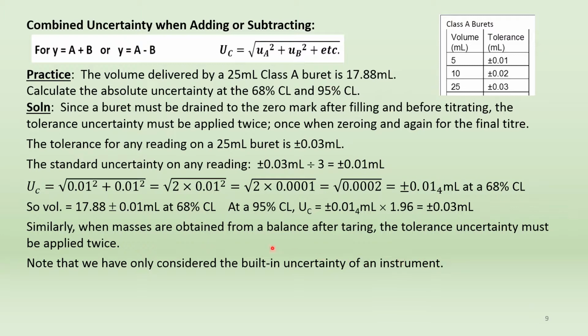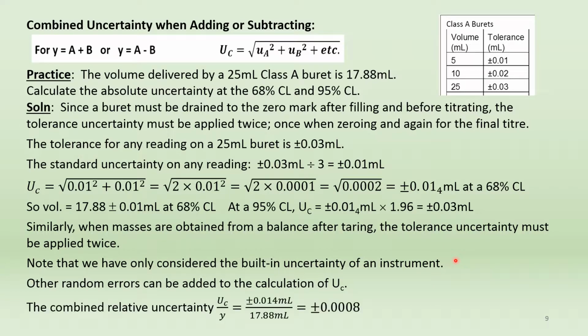Note that we've only considered the built-in uncertainty of an instrument thus far. Other random errors can be added to the calculation of combined uncertainty. Let's again ask, what is the relative uncertainty? So the relative uncertainty will be the absolute uncertainty, which we calculated to be 0.14, divided by the result, 17.88, and in this case is 0.008. We don't need that for this question, but I'm introducing it here because it's needed in the next problems.